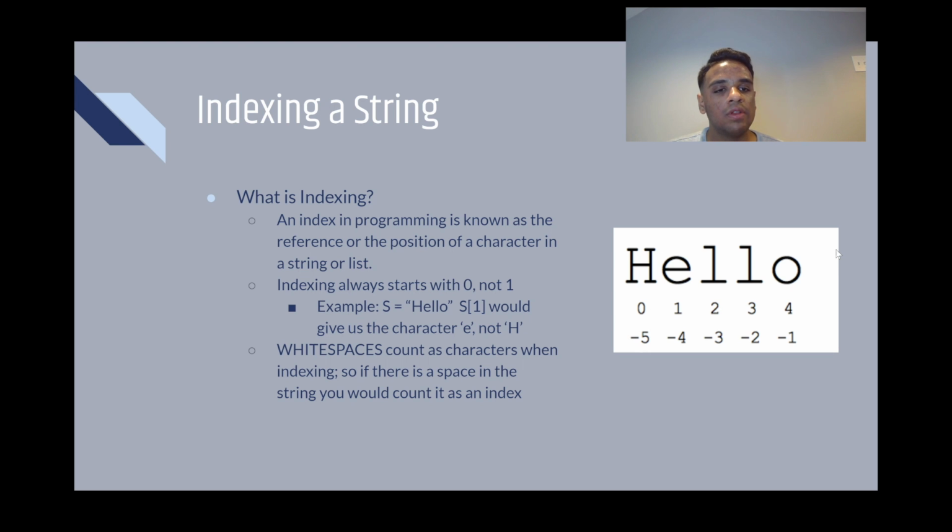We could also count indexes in the negative direction. So we could start at 0 and work our way backwards. And when we go negative indexes, we start at -1. So O will be -1, L will be -2, and so forth. So indexing is the defined position.